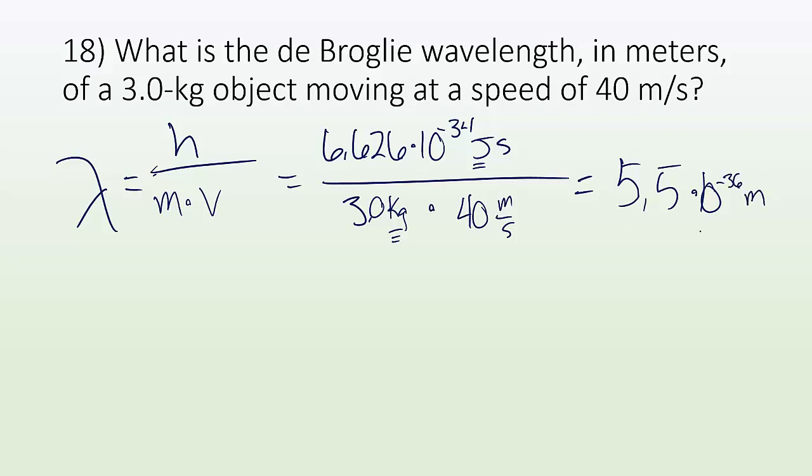So pretty small wavelength, right? If we're talking about light, it's usually in the 10 to the minus 9 meters. This is 10 to the minus 36, so it's a lot smaller than a wavelength of light, which is why you probably wouldn't even see it, wouldn't be able to tell.